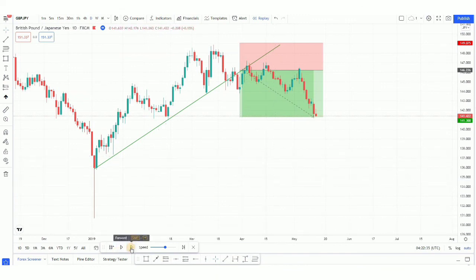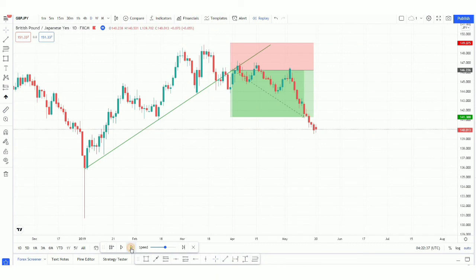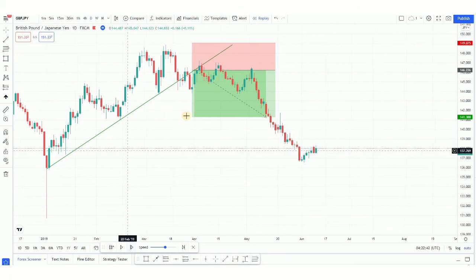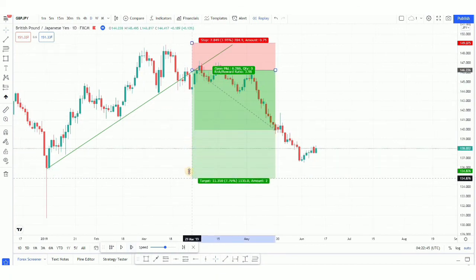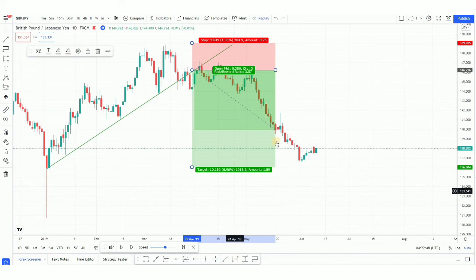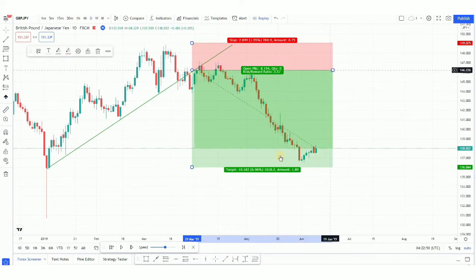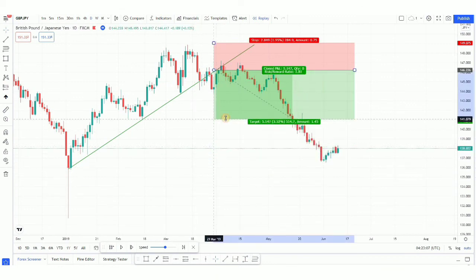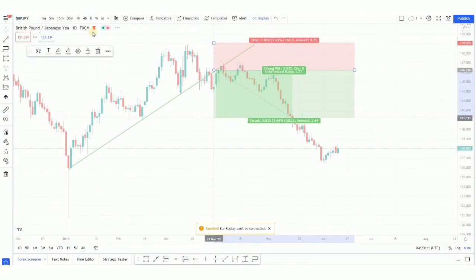Now, if I play it, you can see that price came all the way down to this region. So this strategy is also good for swing traders as well, right? You could have smashed my TP. So this is also a very, very good strategy. But I choose to take my position here, because it's better to be here than to come down, right?